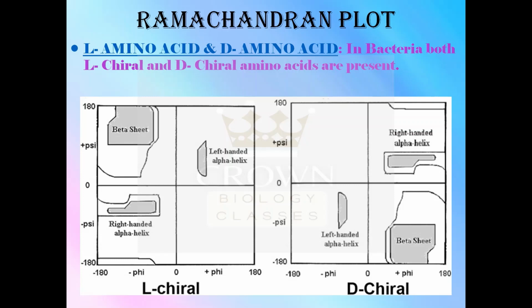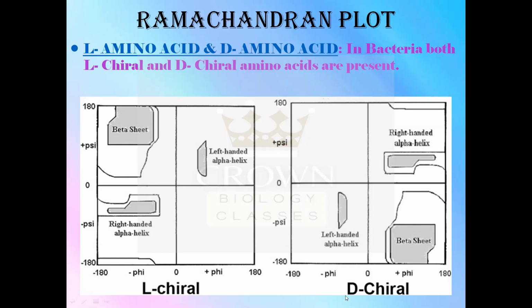So this is a picture depicting the Ramachandran plot for L-chiral and D-chiral amino acids. In L-chiral amino acids, in the first quadrant, beta sheet is present. In the second quadrant, left-handed alpha helix is present. The third quadrant is vacant. In the fourth quadrant, right-handed alpha helix is present.